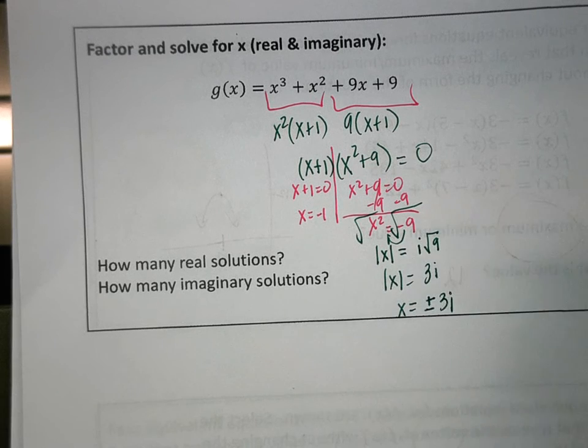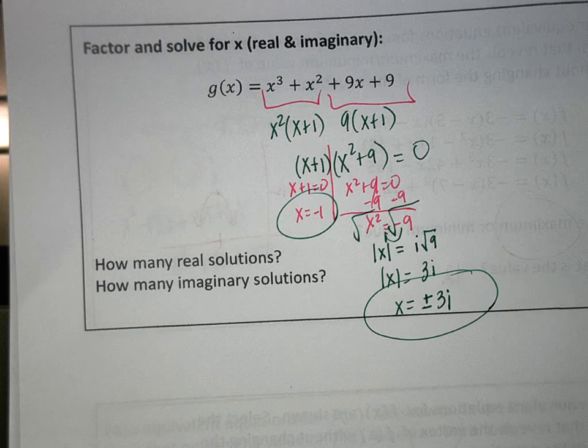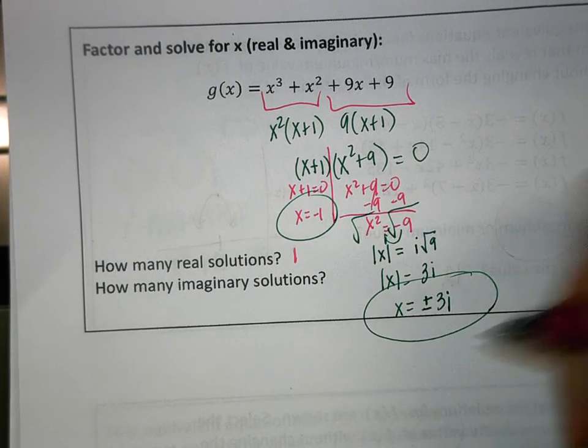Okay, so we have these solutions and this solution. How many real solutions do I have? 1. How many imaginary solutions do I have? 2, because we have positive and negative 3i.